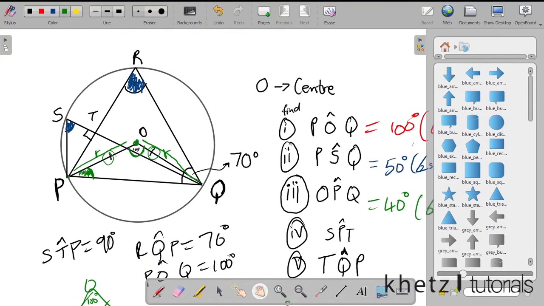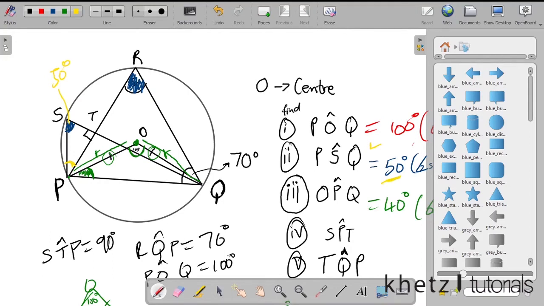Where is SPT? SPT is over here. So SPT is over here. You correctly identify that that is 50 because of angles in the same segment from the previous question. That's PSQ. Doesn't really matter. There it is.